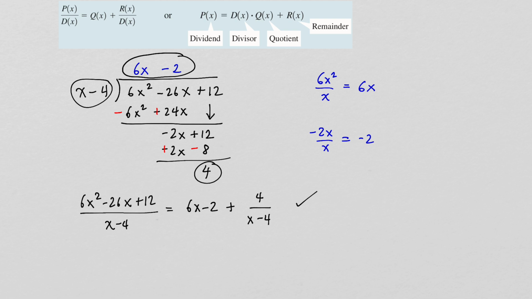And of course, the other way to write the answer is simply 6x squared minus 26x plus 12 is equal to the divisor multiplied by the quotient, so that's x minus 4, multiplied by 6x minus 2, plus the remainder, which is 4. So both of these are correct. It's just a matter of which way we want to write the answer.